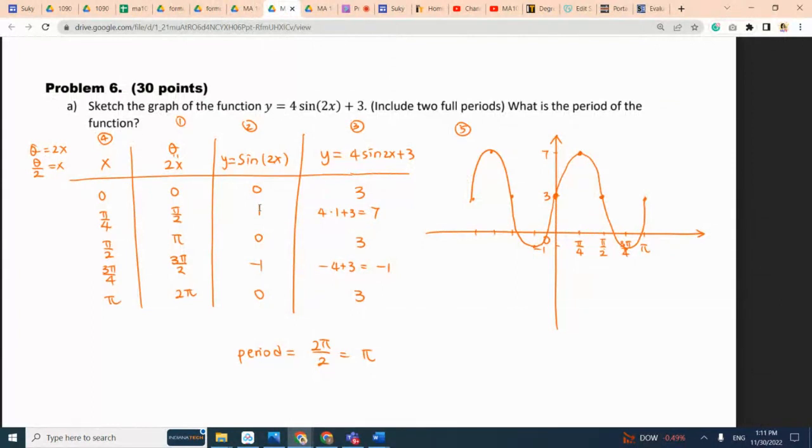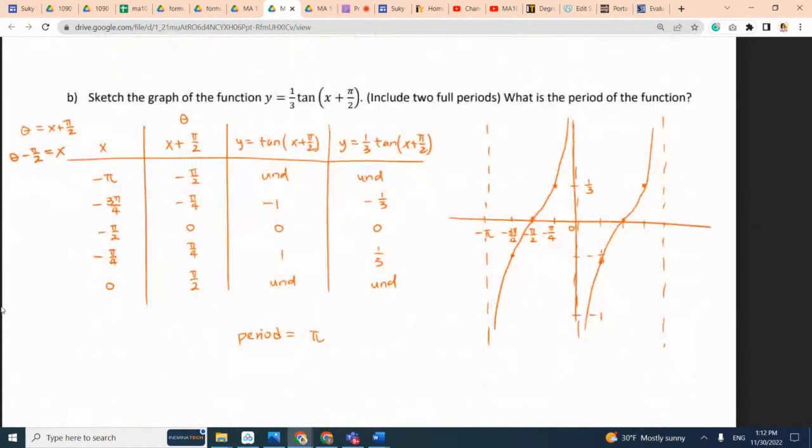And then theta, the angle, is 2x. Find the x. X is theta over 2. Therefore, you find this column. And then y is 4 times sine plus 3, so you find the y column. And then look at your x column and y column. Plot the points here, and then connect the points smoothly. The sine has period 2 pi, and you divide it by the coefficient of x in the argument, the angle. That's why we get pi here.